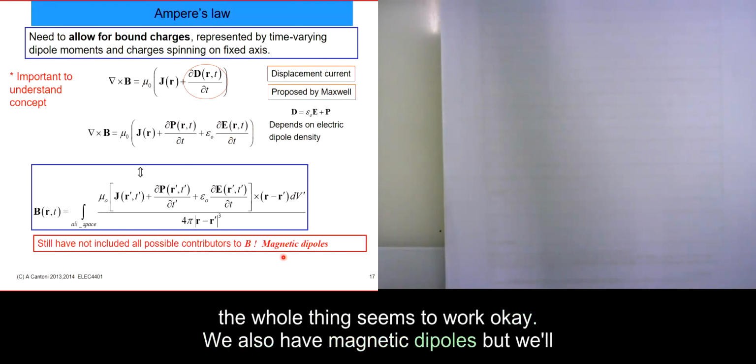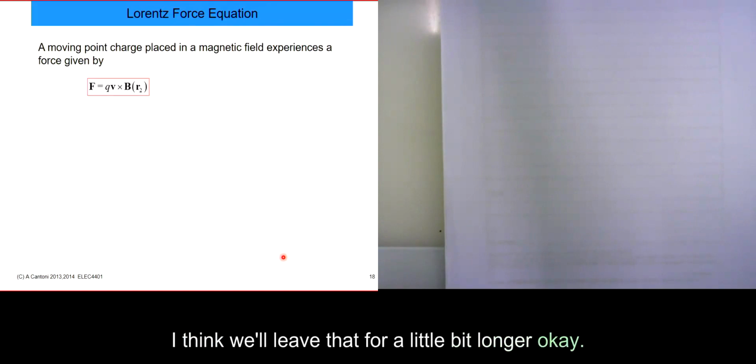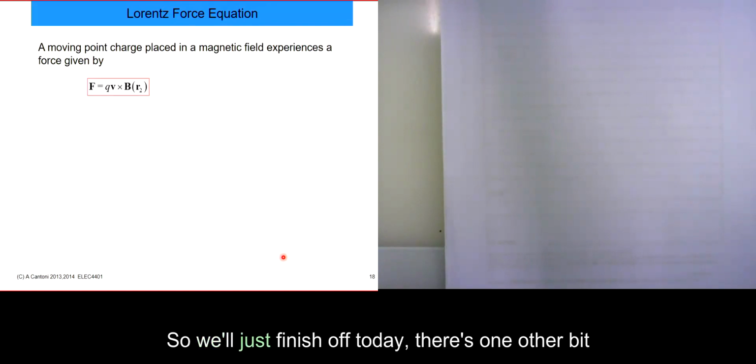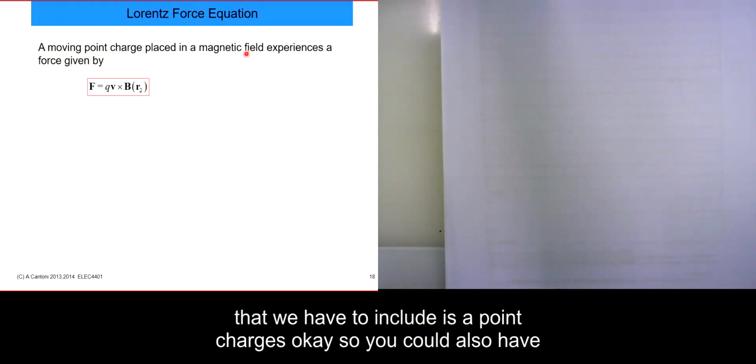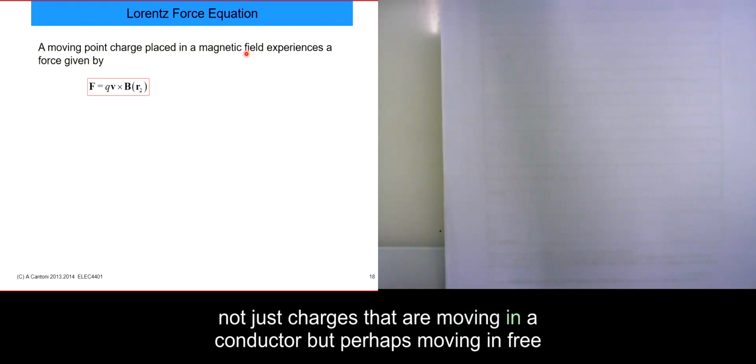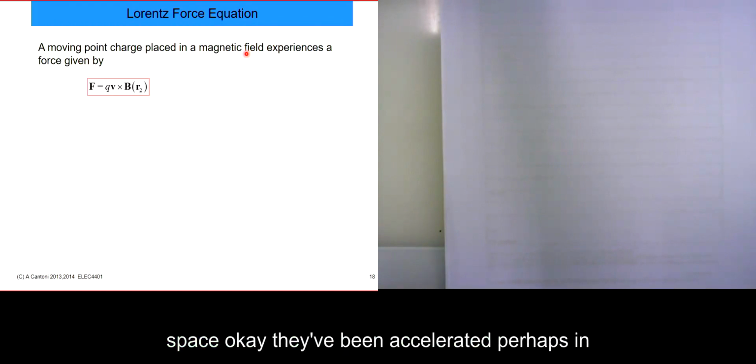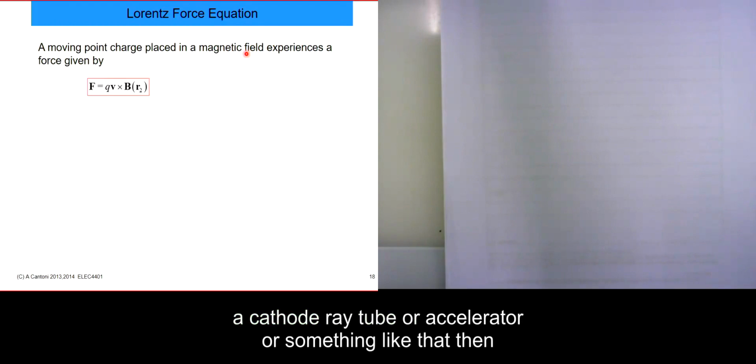We also have magnetic dipoles, but I think we'll leave that for a little bit later. So we'll just finish off today. There's one other bit that we have to include, which is point charges. You could also have not just charges that are moving in a conductor, but perhaps moving in free space. They've been accelerated, perhaps in a cathode ray tube or accelerator or something like that.